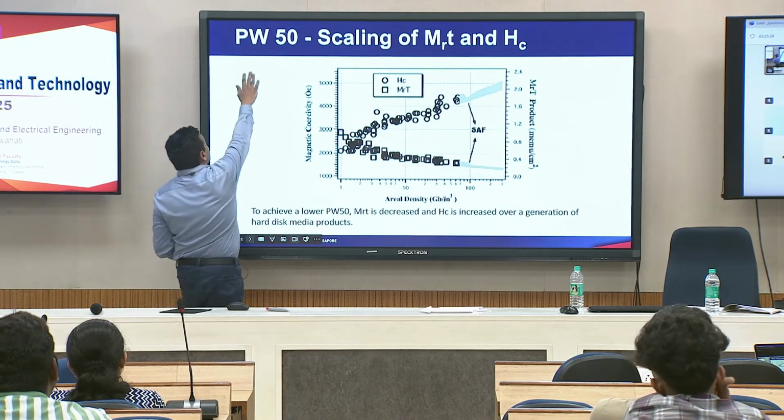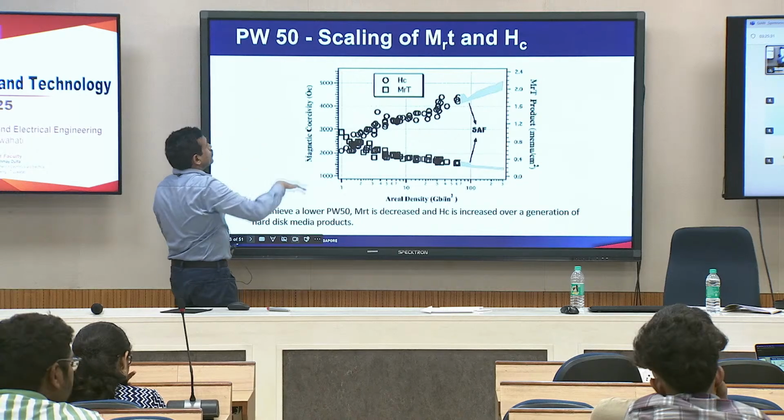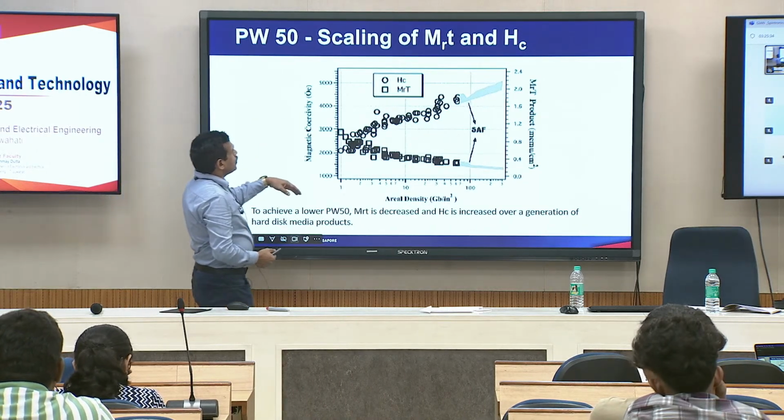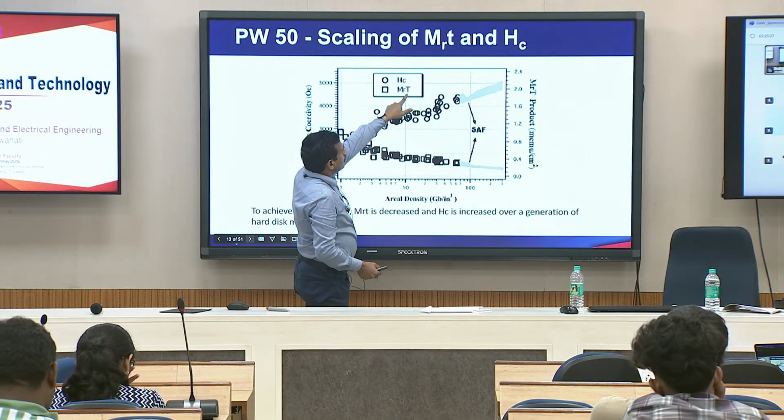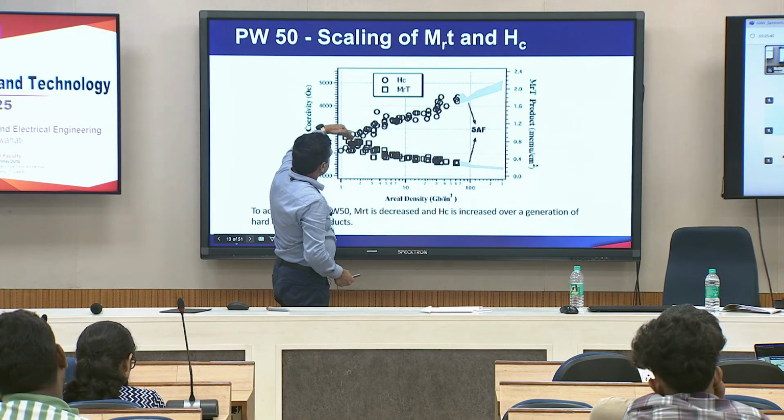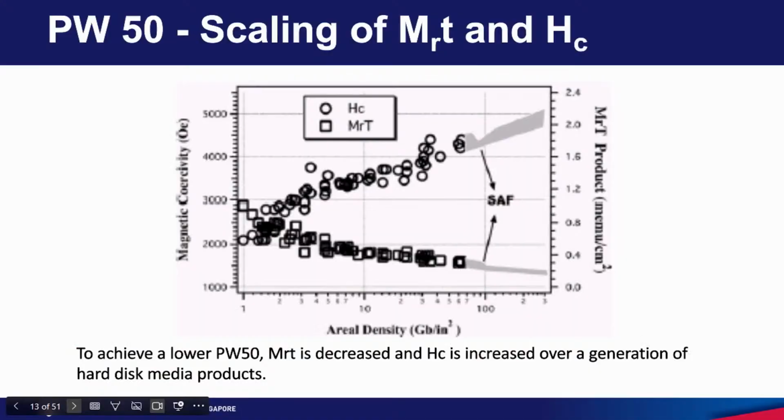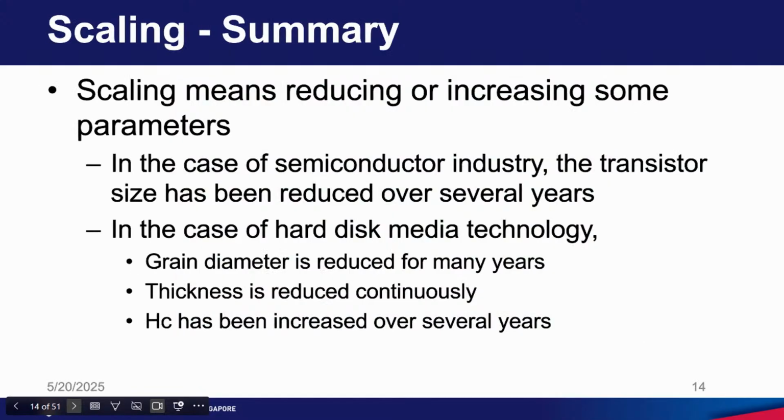Secondly, I told you briefly about pulse width, this also we need to reduce. To reduce pulse width, we need to reduce the MR multiplied by thickness, MRT. In this picture you can see that this MRT has been reduced. This is typically reduced by reducing the thickness, and coercivity has to be increased. So, all these things happen. Basically, scaling means reducing or increasing certain parameters: reduce MRT, increase coercivity, reduce grain diameter. All these things have been happening in the hard disk industry.